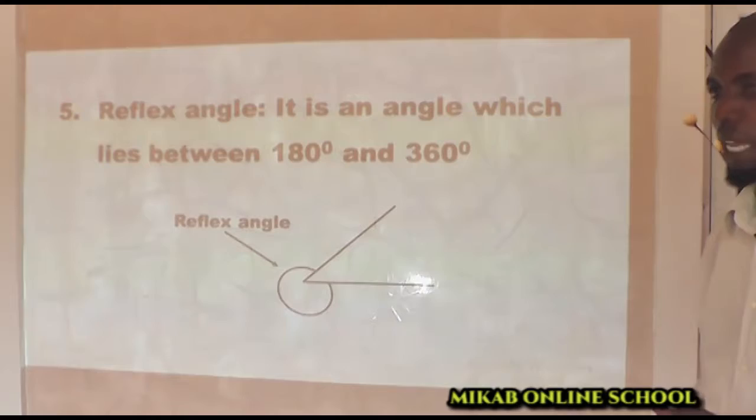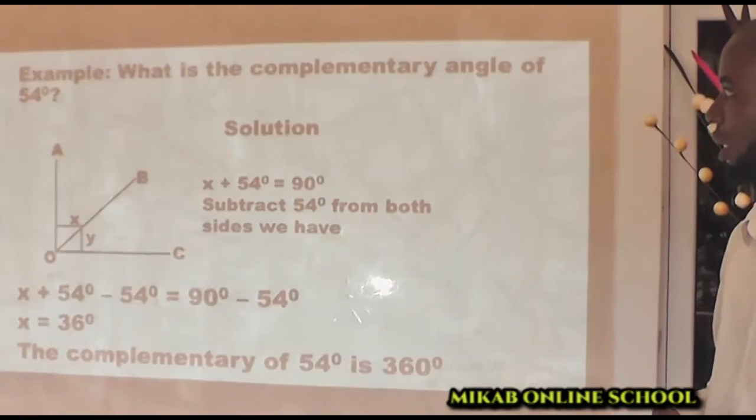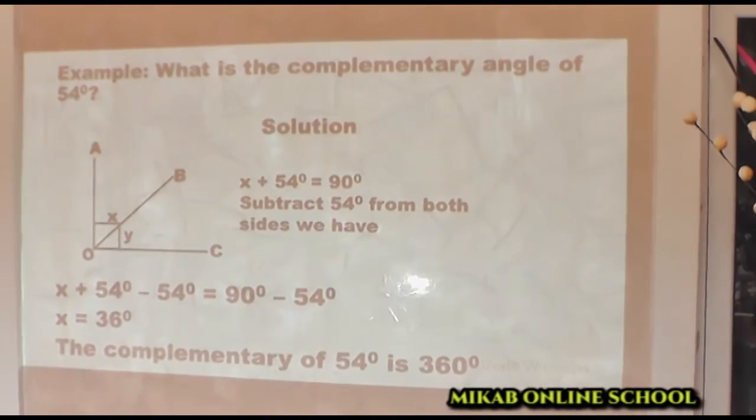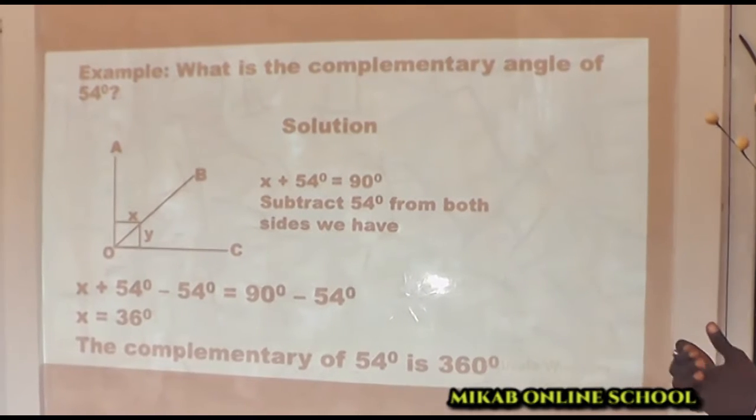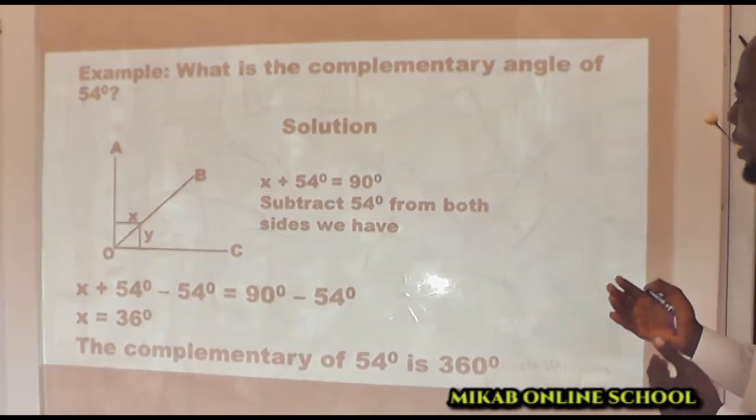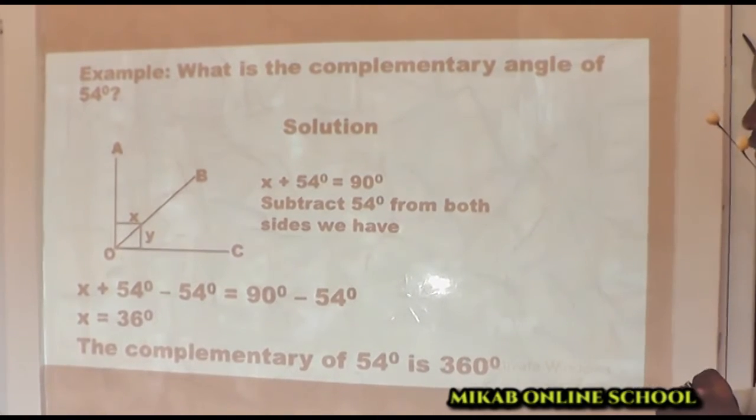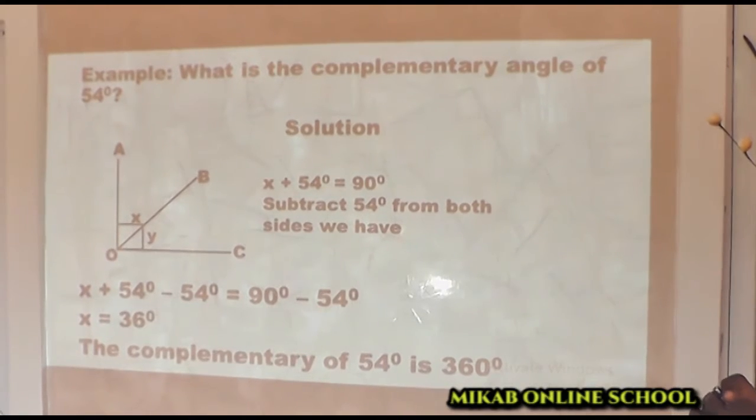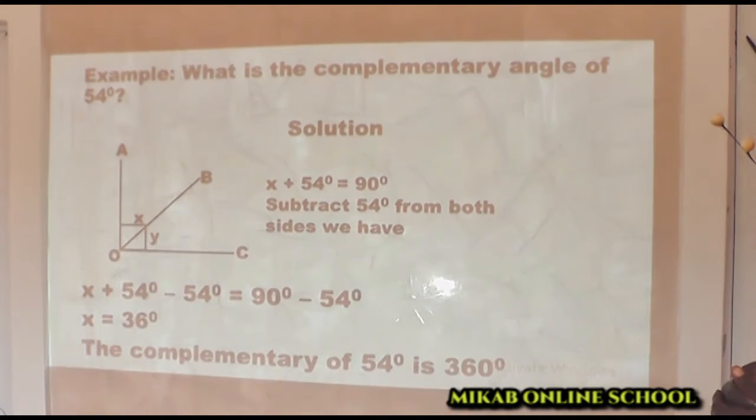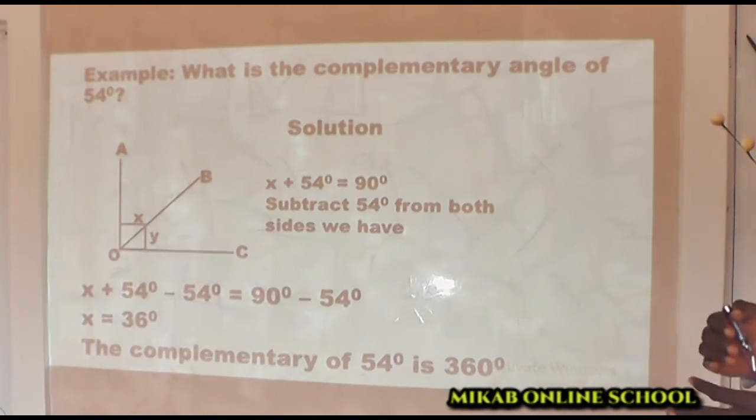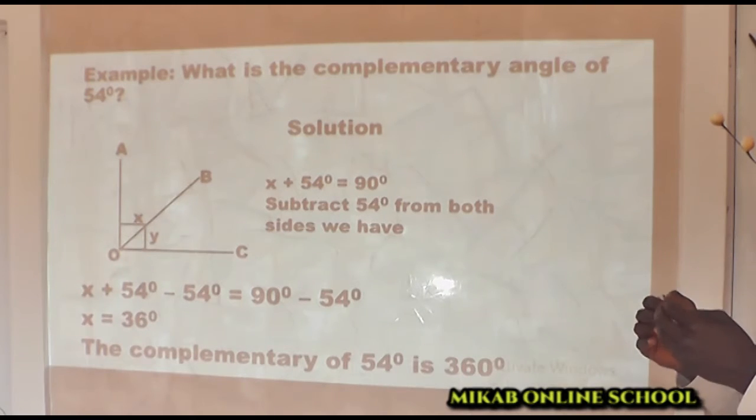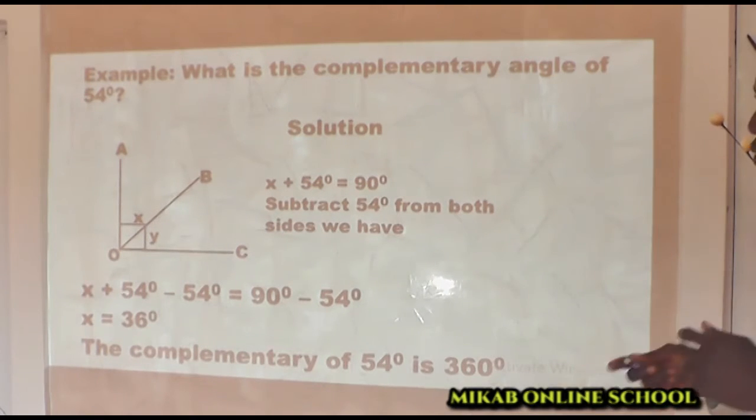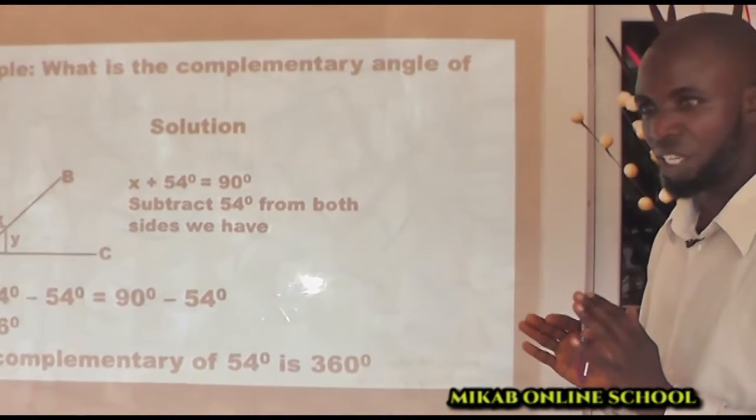The next example is a complementary angle. The question before us is: what is the complementary angle of 54 degrees? We said a complementary angle refers to angles whose sum is exactly 90 degrees.